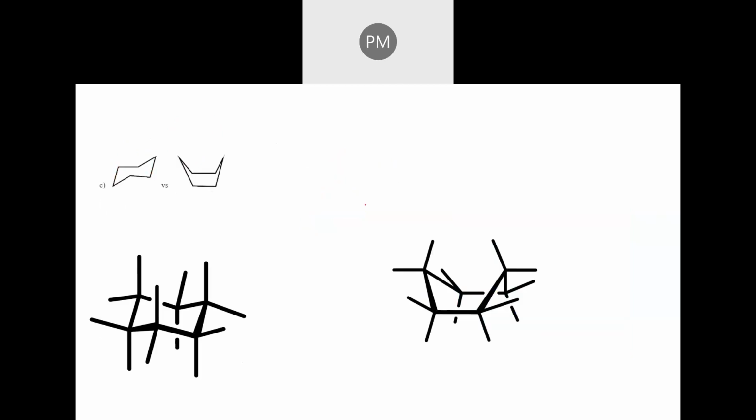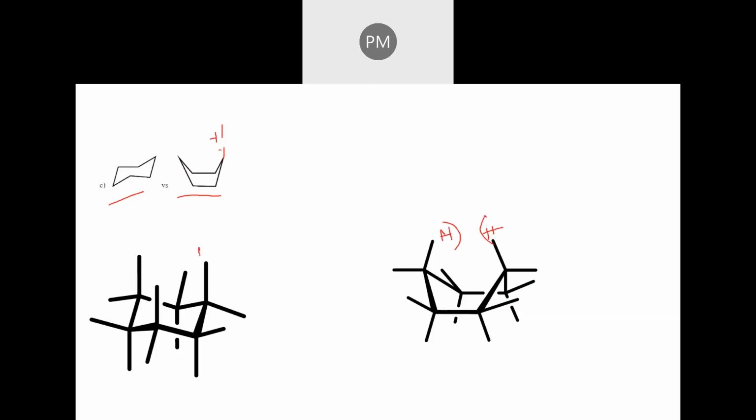Again, next example: this one is our chair conformation and this one is our boat conformation. We have to tell which conformation is more stable, chair or boat. If I show it, the hydrogens are placed in the boat conformation like that. This one is the boat conformation I have drawn. In this boat conformation, the hydrogens will be like this, with steric hindrance between these two hydrogens.